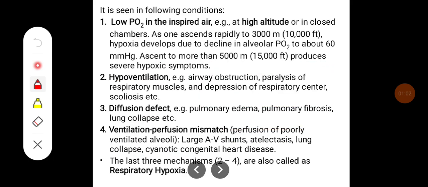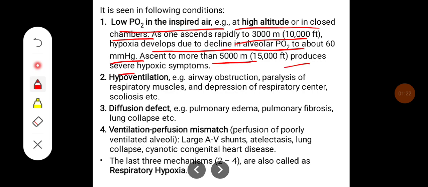It is seen in the following conditions: low PO2 in the inspired air, for example at high altitude or in closed chambers. As one ascends rapidly to 300 feet, hypoxia develops due to the decline in alveolar PO2 to about 60 mmHg. Ascent to more than 500 meters produces severe hypoxic symptoms.